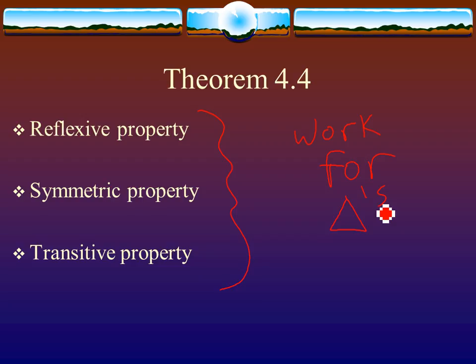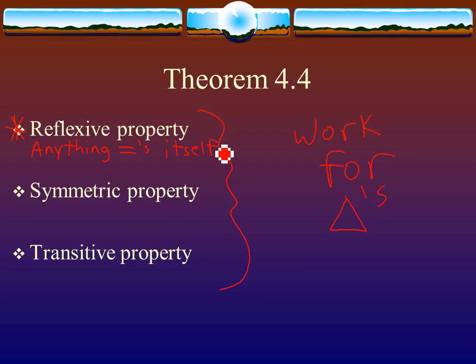Now, just real quickly, does anybody remember what the reflexive property is? I hope so, because this one's very important in this chapter. Anything equals itself. So segment AB equals what? Segment AB. Angle Q equals what? Angle Q. That one's very, very important. The other two, we don't use a whole lot with triangles.